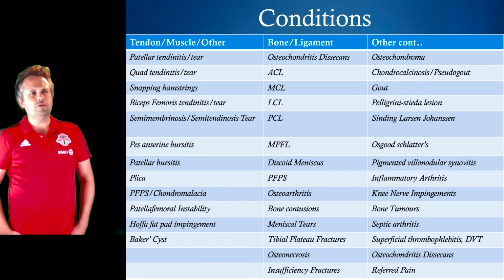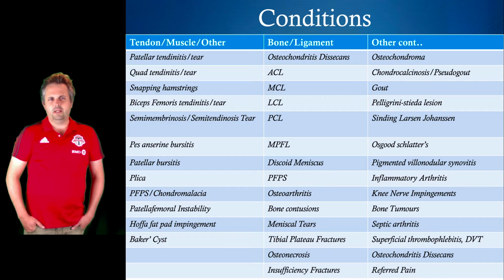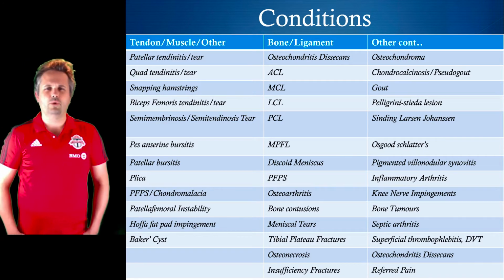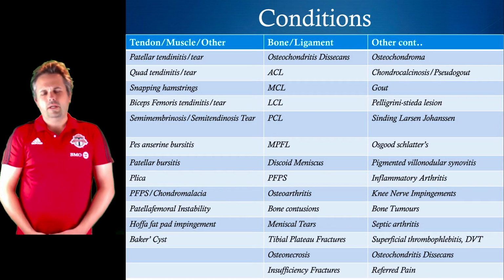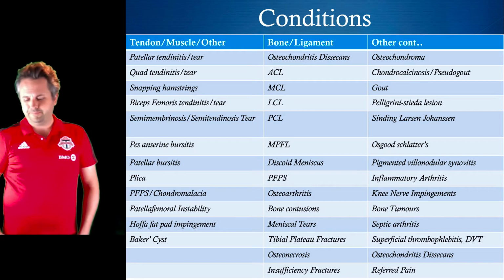When we think of differentials of the knee, there's quite a significant number of things that can cause discomfort or issues within the knee, and there's a number of ways of breaking down those differentials. You can break it down into several categories, from tendon and muscle to bone and ligament and other conditions, and you can see there's a number of things affecting each one of those categories.